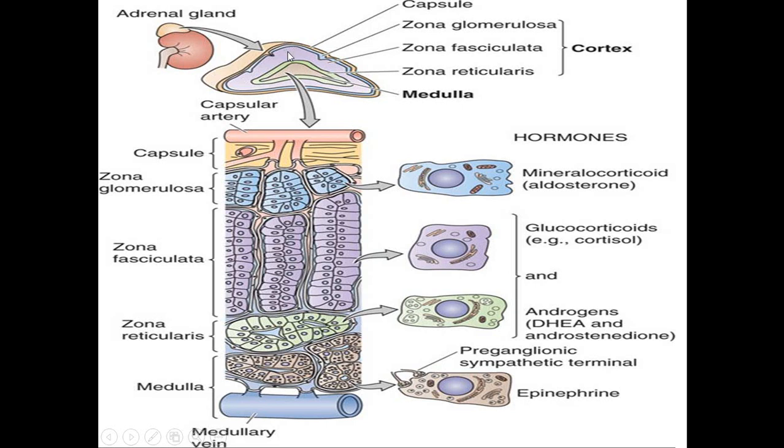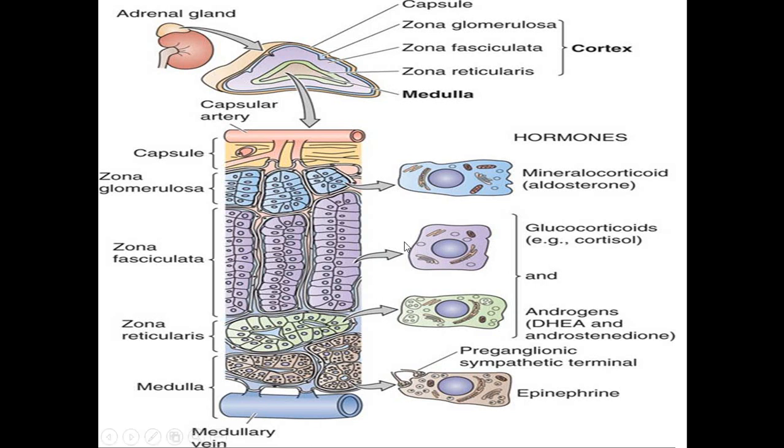This is the cortex, and the cortex has got a capsule, and below the capsule, the outermost layer, which is known as the zona glomerulosa. Then we have got zona fasciculata, and last one we have got the zona reticularis, the innermost layer. At this time we are concerned with this layer, zona glomerulosa. These are the cells which produce your mineralocorticoids. These are the corticoids which are concerned mainly with the minerals, and these minerals are sodium and the potassium.